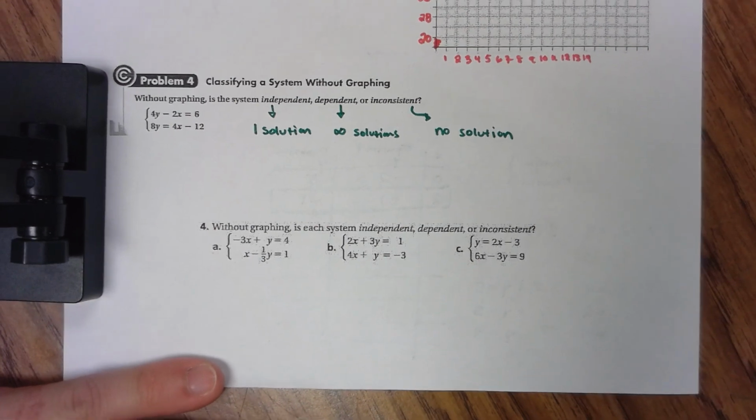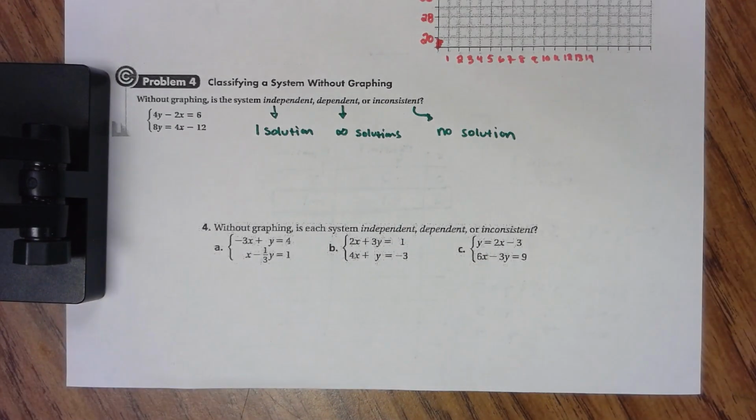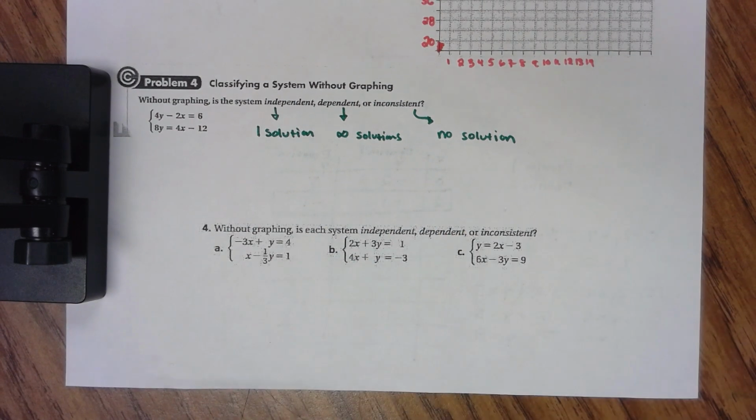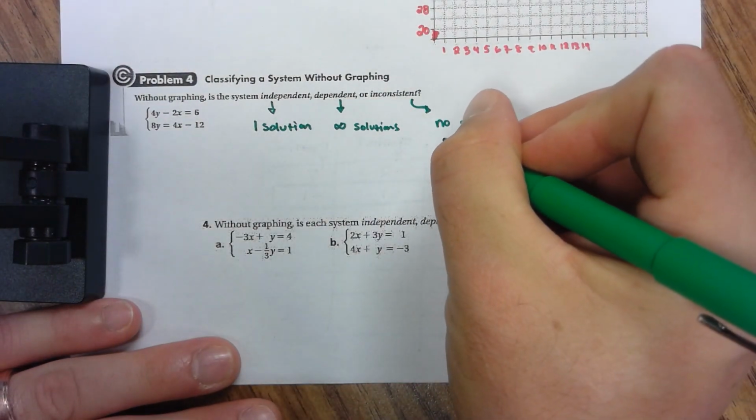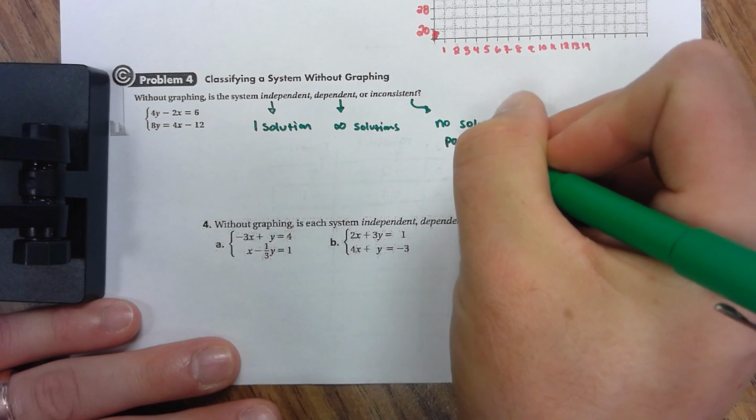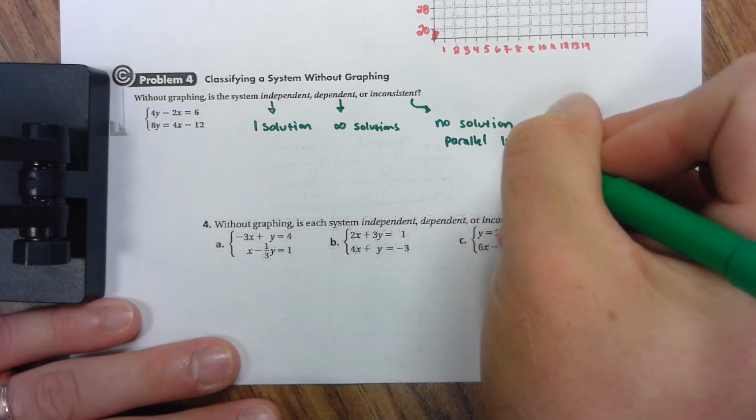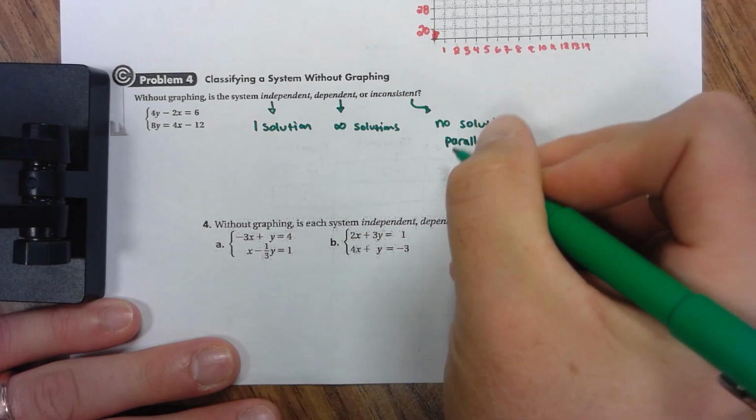Now, when we're checking these without graphing, this goes back to what we know about lines and slopes, right? Perpendicular slopes intersect. Parallel slopes are the same, and so these are things we all want to think about. Basically, we're going to be comparing slopes here. So when we're looking for no solution, we're looking for parallel lines, which means the slopes are the same.